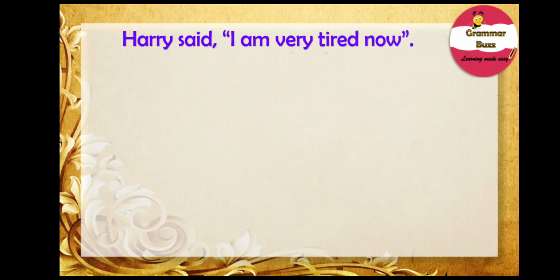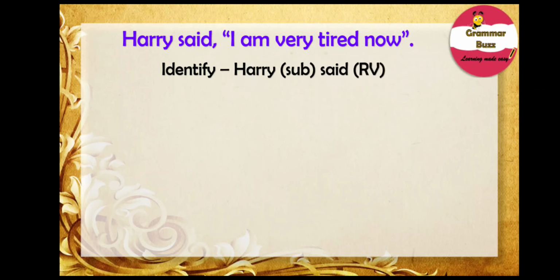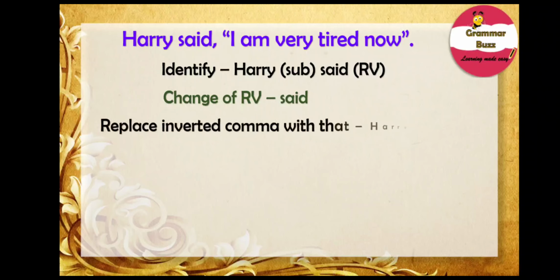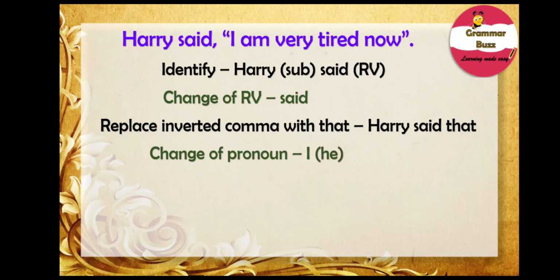And the first step is of identification. In this sentence, Harry is the subject and said is the reporting verb. The second step is the change of reporting verb. Since the reporting verb is said, it remains unchanged. The third step is replacing inverted comma with that, and we have Harry said that. The fourth step is change of pronoun. In this case, I is first person pronoun, and since Harry is the subject, I gets converted to he.